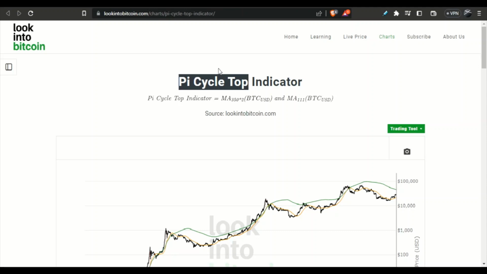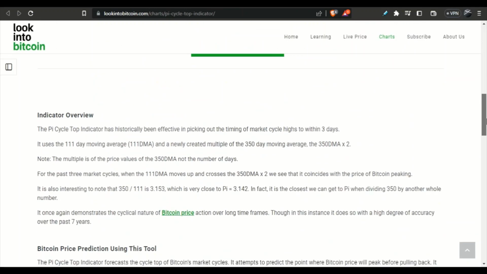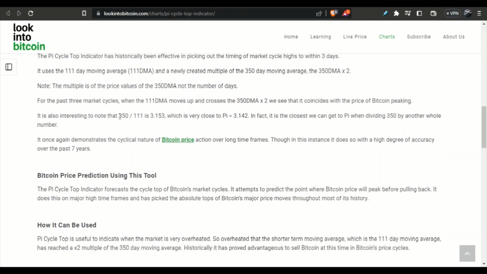So why is it called pi? Because simply when we divide 350 over 111, which are the moving averages we use in this indicator, the result would be 3.153, which is very close to the pi of 3.142. So in fact, it's the closest we can get if we want to just divide the whole numbers. So that's why it is called the pi indicator.